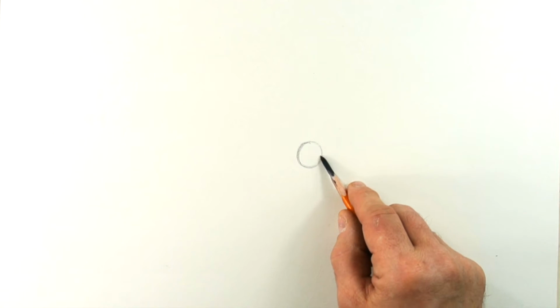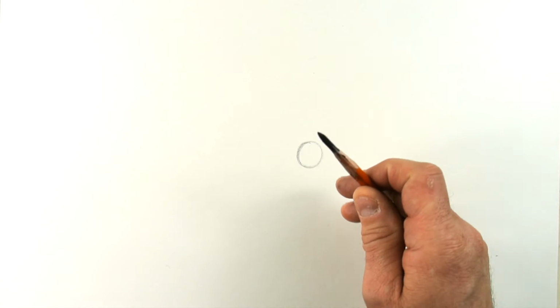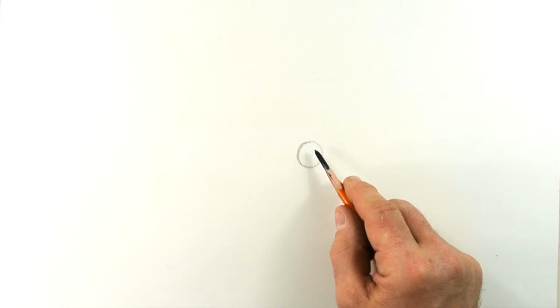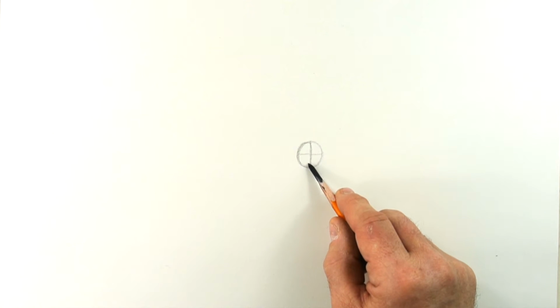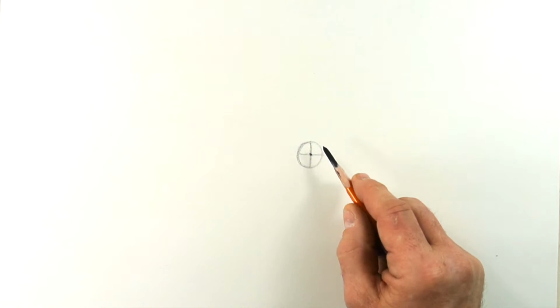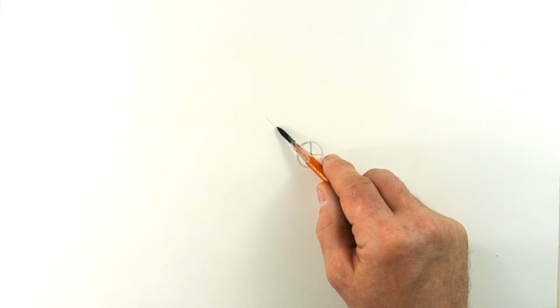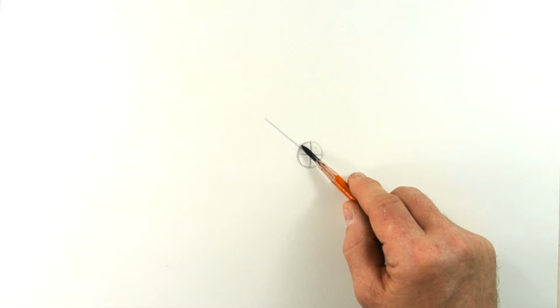So, if you have a round shape and that needs to be represented three-dimensionally, then think of the center of the form and then imagine which way the form is supposed to go. And then you draw lightly a center line.